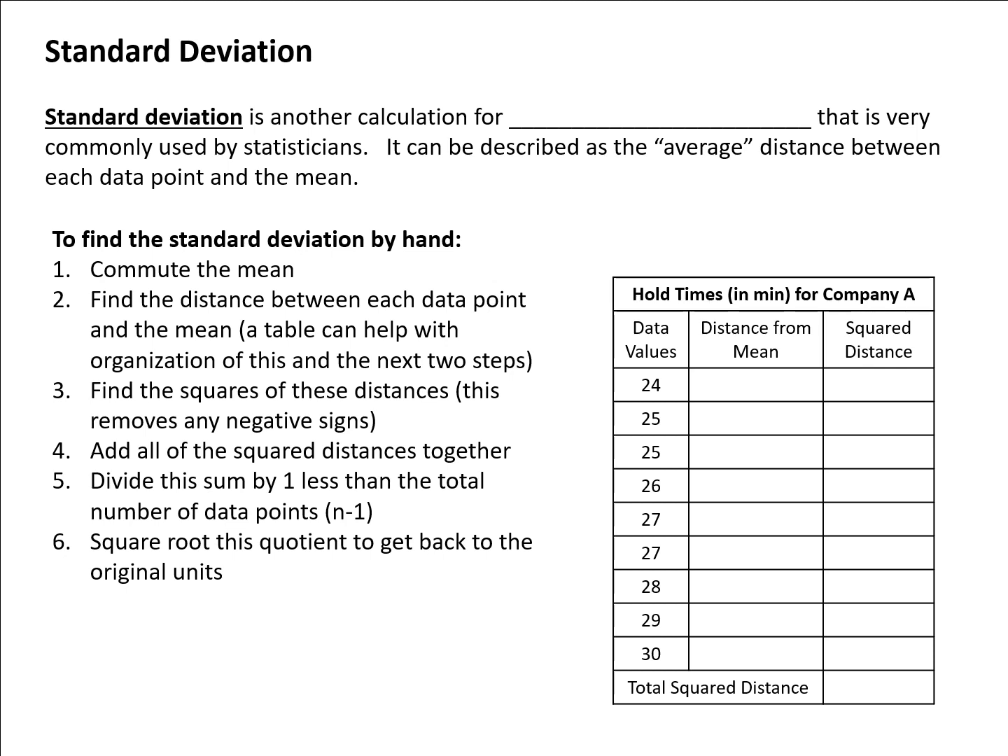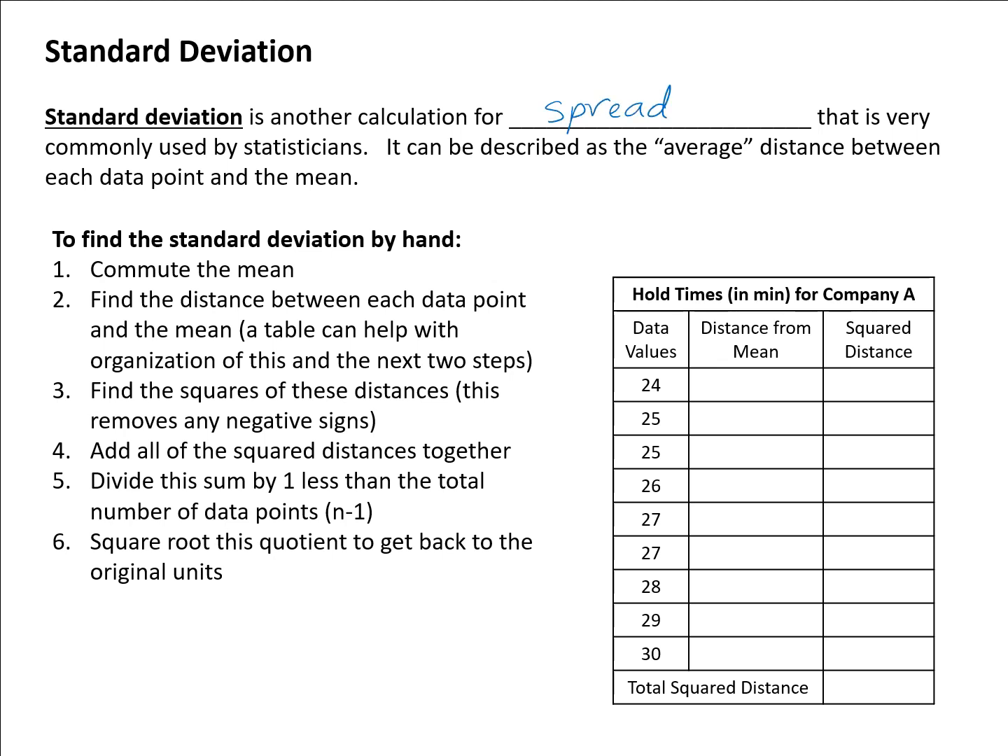We've looked at several ways of examining the variation in a data set. We've looked at range, we've looked at the 5-number summary, and then using a visual of the 5-number summary with a box plot. In this video, we're going to look at another measure called the standard deviation. The standard deviation is another calculation for variation or the spread that we see in the data.